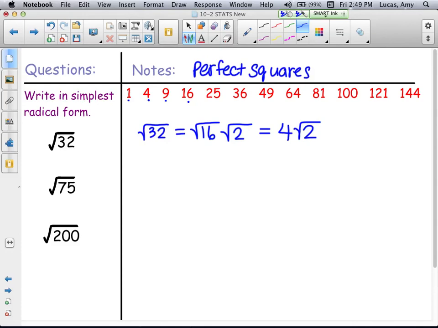That square root equals 4. So there's not a square root over it anymore. It's not a radical anymore. So my final answer is 4 times the square root of 2.